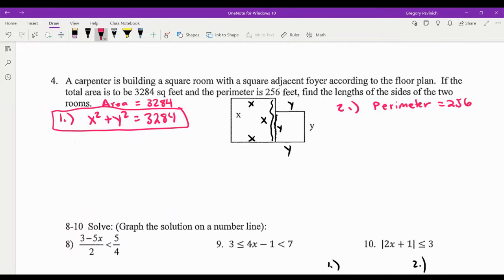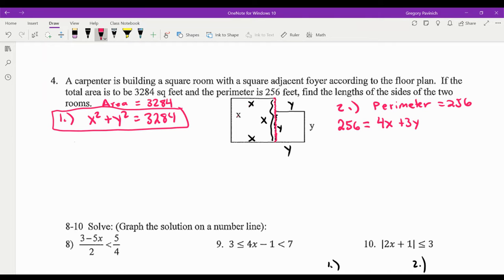Oh no. Second one's perimeter. Perimeter is adding up all the sides. So I have 256 is equal to, let's look, x plus x. So I have 4x. And I have 3 y's. Why don't I have 4? Because I counted this as my x, right? It's the fourth side, so I'm already accounting for that, so I don't want to account the y because it's already part of the x, okay?